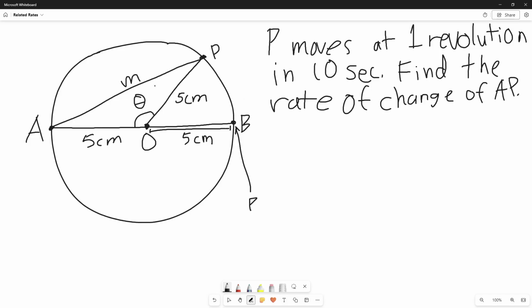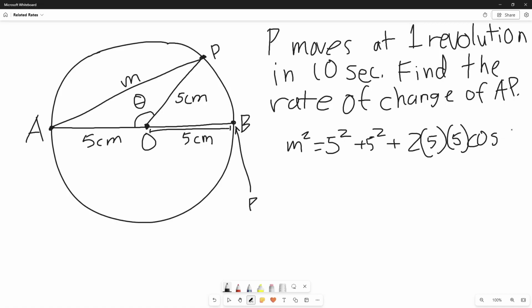So now we have a triangle, and let's use the law of cosines to write an equation. So m squared equals 5 squared plus 5 squared. The reason we don't use variables for these two 5s is because they're constants. Whenever P is moving, the radius does not change, and both of these 5s are the radius, so we just keep it as a constant. Plus 2 times 5 times 5 times cosine of theta, and theta and m are both changing, that's why we leave them as variables.